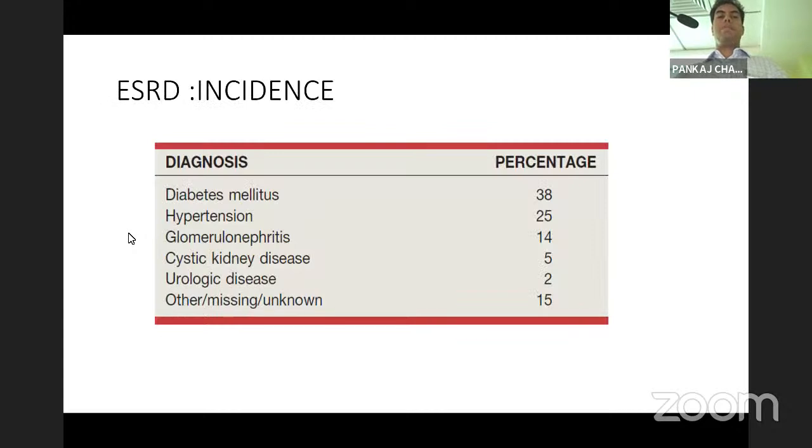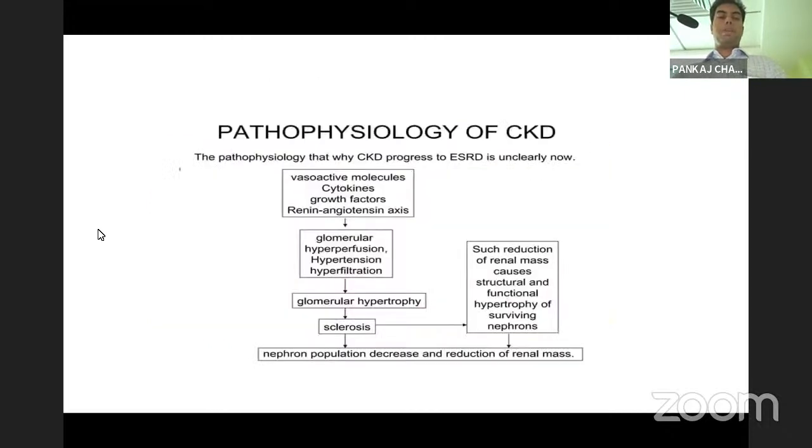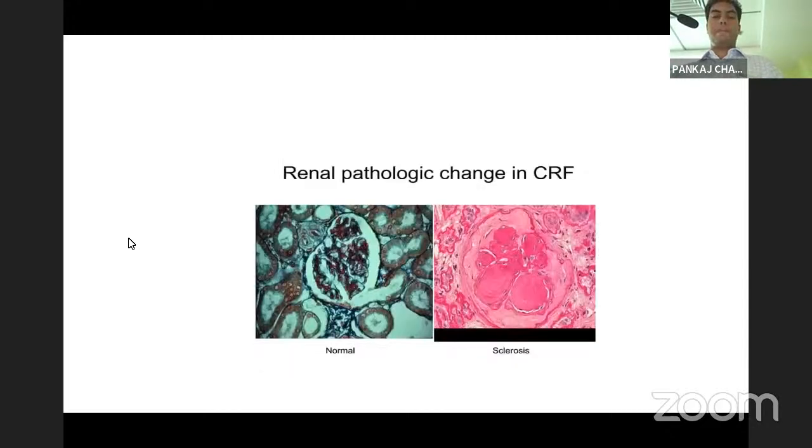ESRD incidence: the maximum is in diabetes mellitus, which is 38%, hypertension is 25%, and glomerulonephritis is 14%. Pathophysiology of CKD: CKD progresses to ESRD. The basic pathophysiology is vasoactive molecules, cytokines, growth factors, and the renin-angiotensin axis, which ultimately lead to sclerosis and result in decreased population of nephrons and reduction of renal mass.